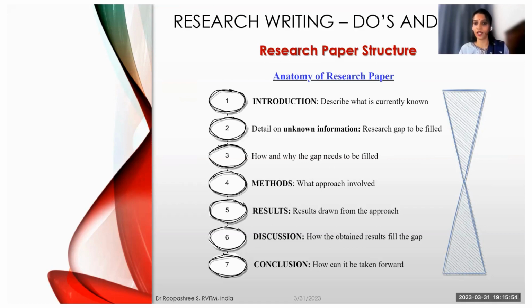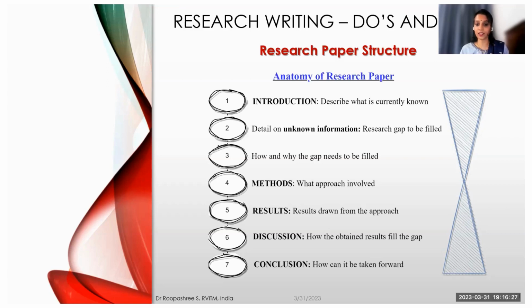Firstly, introduction. It describes what is currently known. And secondly, detail on unknown information, that is, a research gap that needs to be filled. And thirdly, how and why this gap needs to be filled. Basically, these 2 points are filled in our related work section. Fourthly, the methods. What is the approach or the strategy, or the algorithms or the techniques that are involved to analyze or to represent the solution to the problem statement.